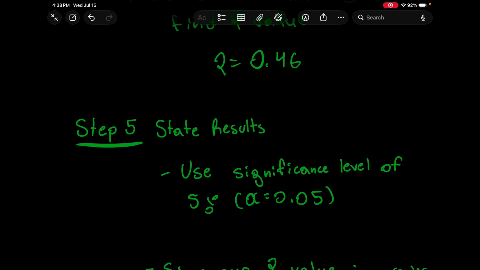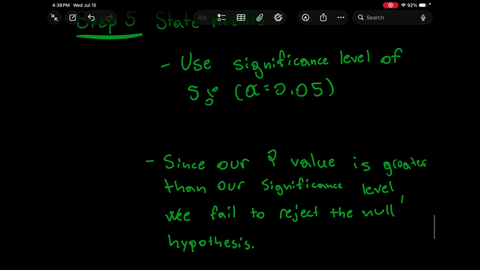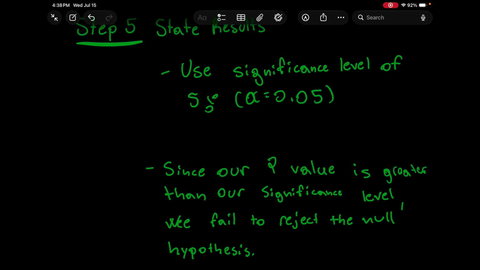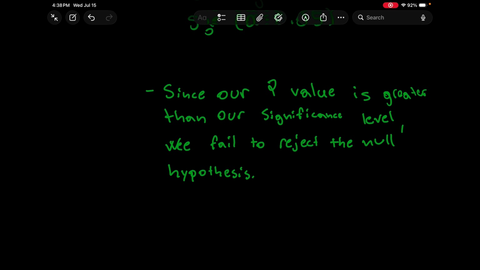Then we state the result. So we said earlier we're using a significance level of 5%. Our alpha is 0.05. And we're going to use our graphic organizer that we talked about earlier for stating our sentences. So our p-value is greater than or less than our alpha or significance level? Yes, it's greater than our significance level. So from our graphic organizer, we see we fail to reject the null hypothesis. And that brings us to our conclusion.